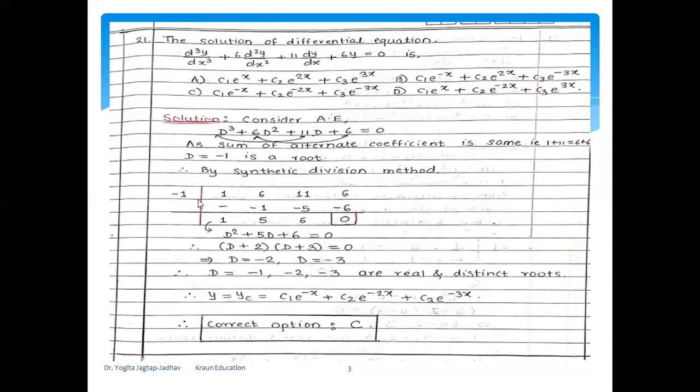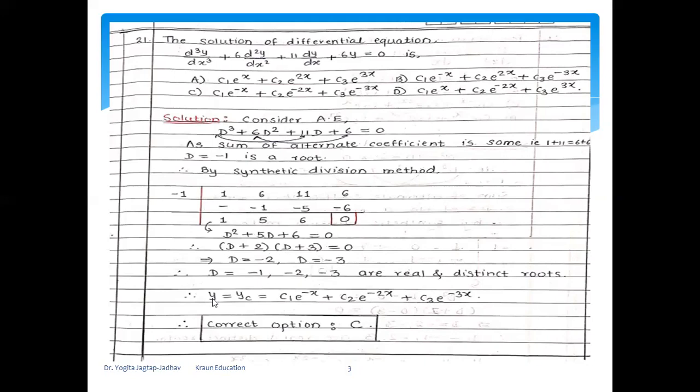Now, once you have isolated -1 from this cubic equation, the remaining part represents the quadratic equation. Here we get the quadratic equation D² + 5D + 6 = 0. By the factorization method, you can factorize this quadratic equation in the form (D + 2)(D + 3) = 0. This gives us D = -2 and D = -3. According to the rule, for a cubic equation there should be 3 roots, and till now we got 3 roots.